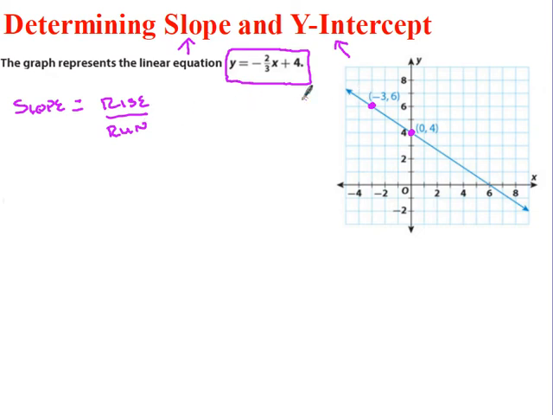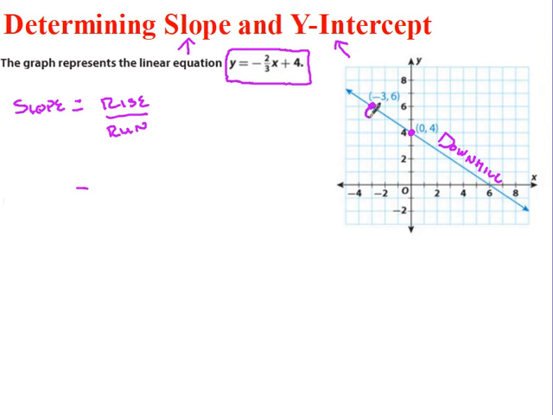We always read lines from left to right because we always read words from left to right. So because I'm going to read my line from the left side of the line to the right side of the line, from this point to this point, my graph is going down. It is going downhill. Because it's going downhill, I know my slope is a negative slope. So let's see how far down it's going, though. We do that by counting the rise and then counting the run.